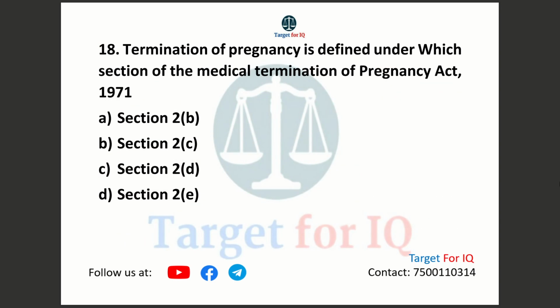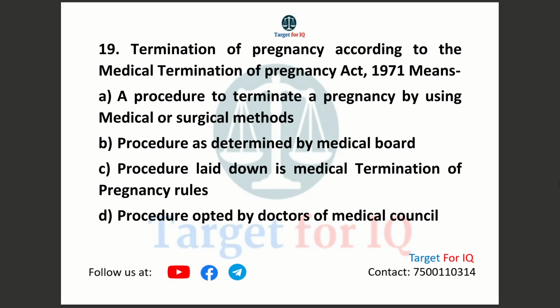Next, question 18. Termination of pregnancy is defined under which section of Medical Termination of Pregnancy Act 1971? A, section 2B, B, section 2C, C, section 2D, D, section 2E. The correct answer to question number 18 is option D, that is section 2E.